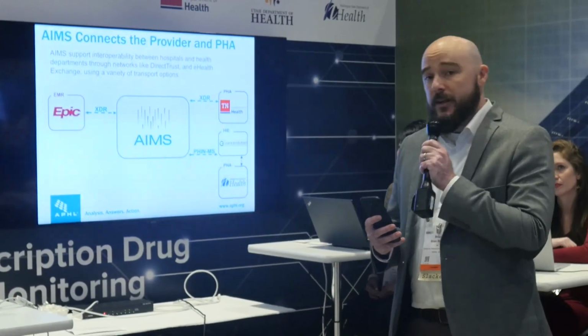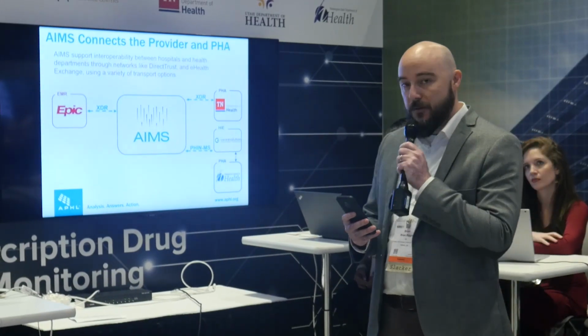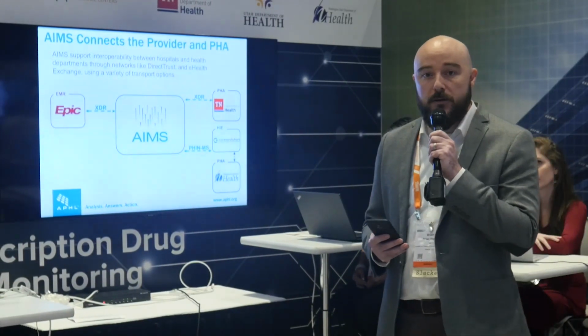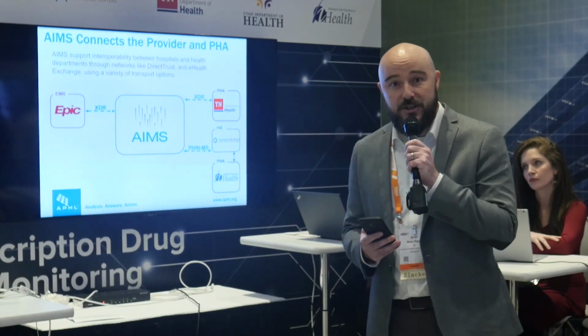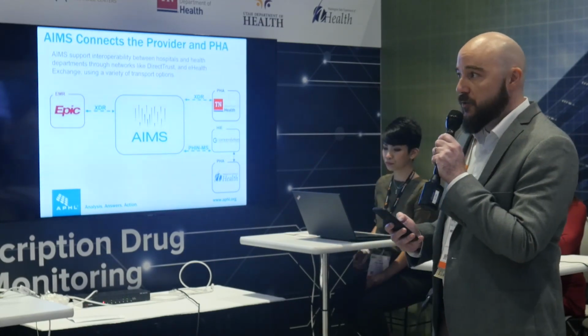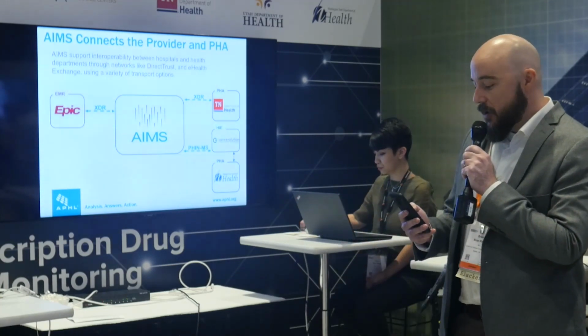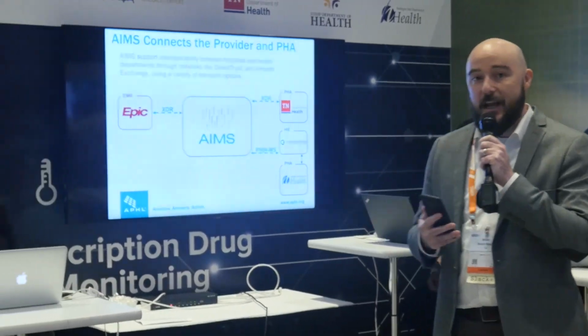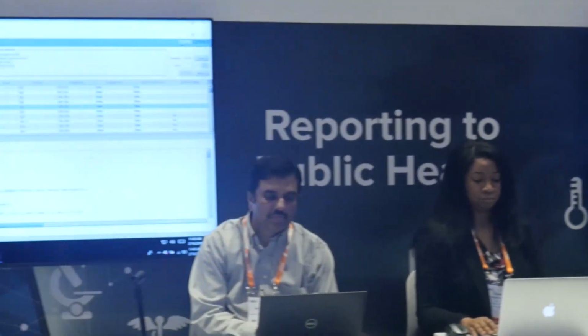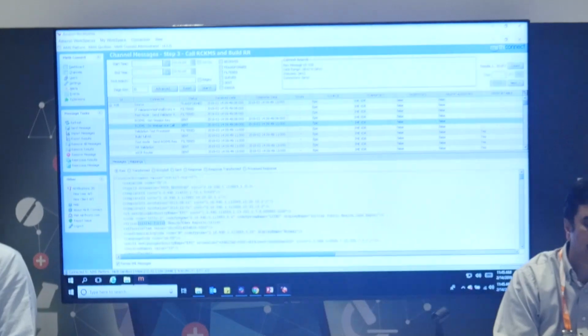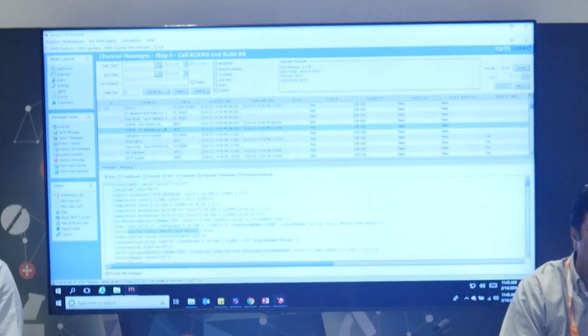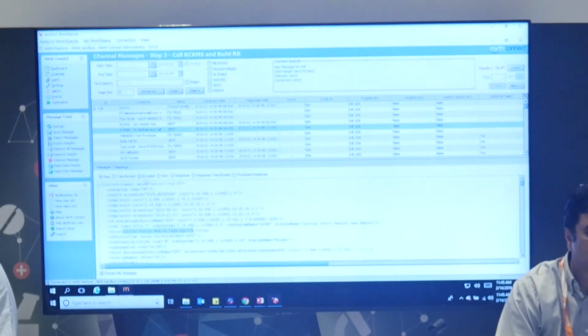So HIMSS is where the interoperability happens. This platform will have connectivity with hospitals and public health departments through networks like DirectTrust, eHealth Exchange, and state HIEs, and it'll support a variety of transport protocols. Since this all happens behind the scenes, on the screen in the middle here, what we're showing is the HIMSS dashboard. This is actually showing the message that was sent by Epic being processed by the system through RCKMS and out to the public health agencies.